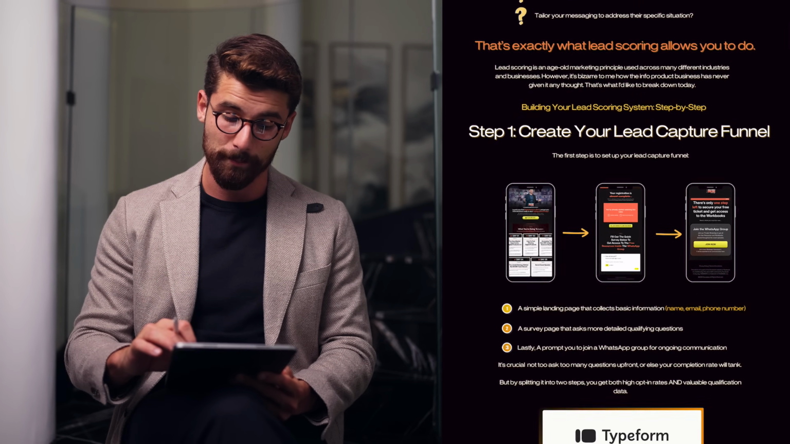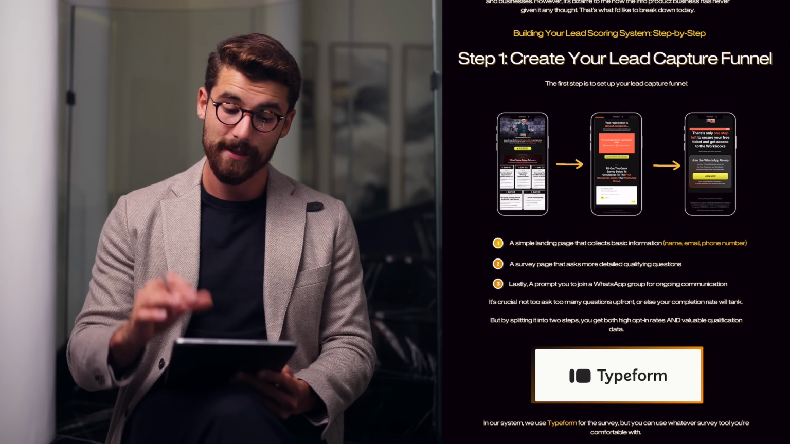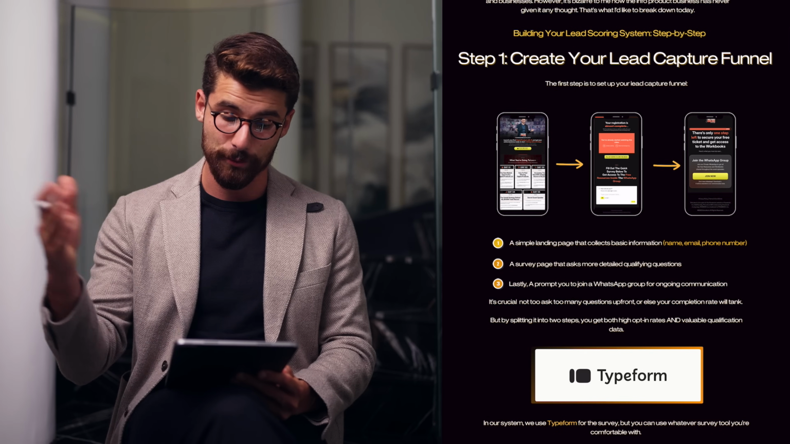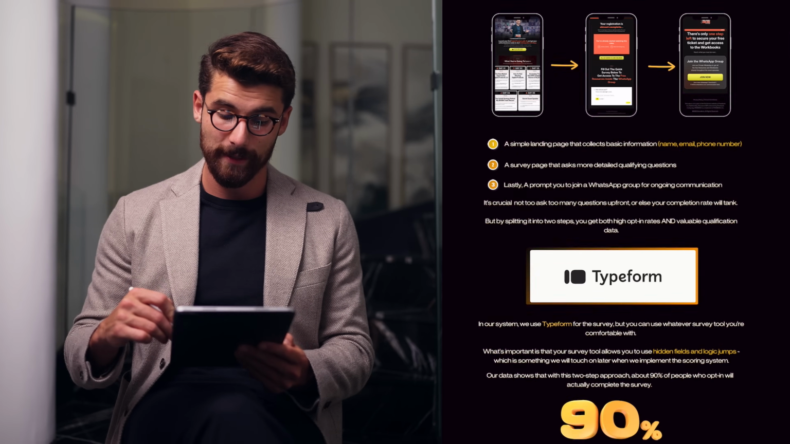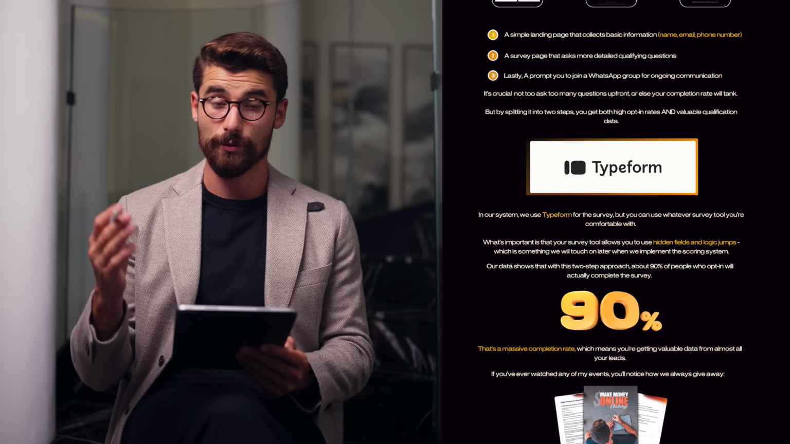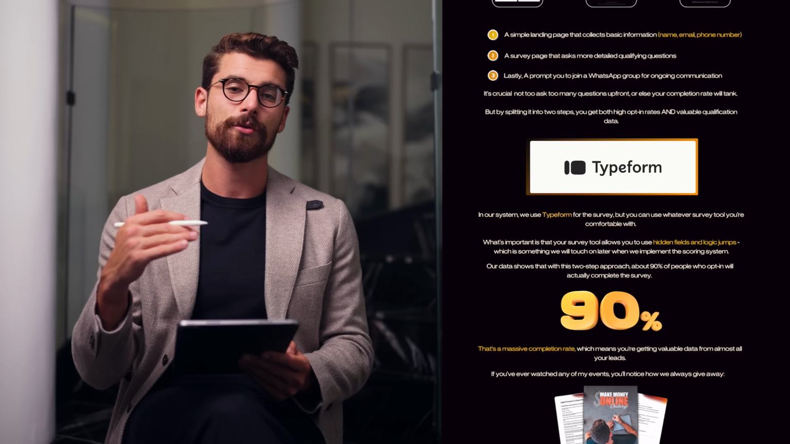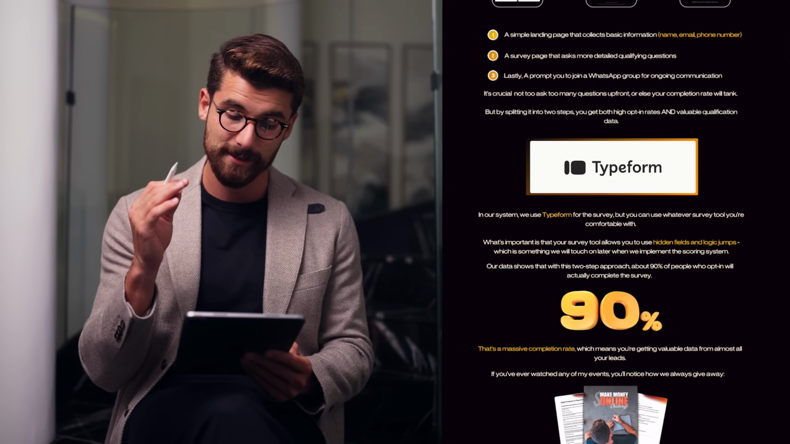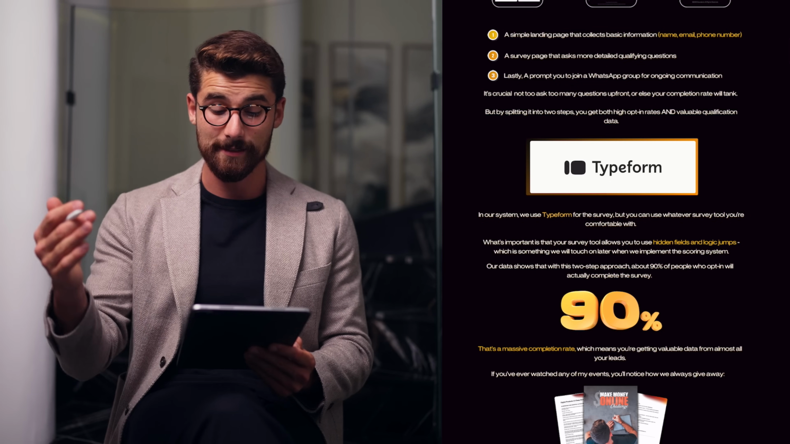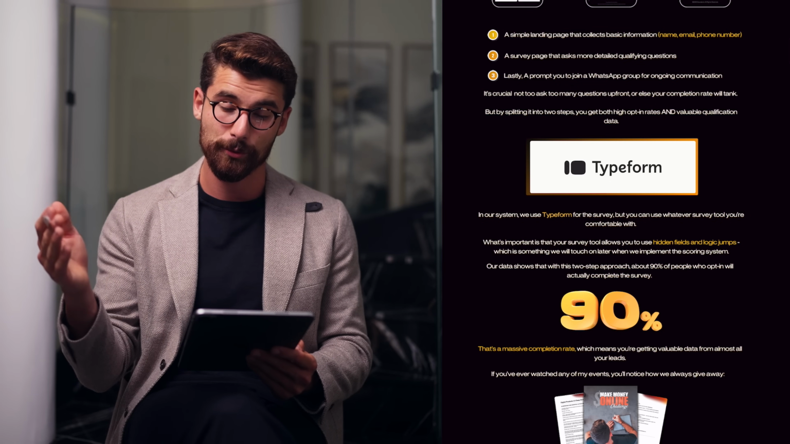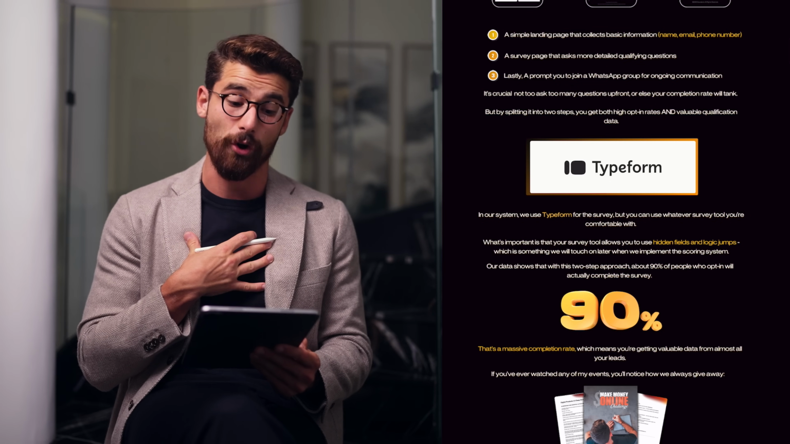So step number 1, building your lead scoring system step by step. Step number 1 is creating your lead capture funnel. Now with this step, a simple landing page that collects basic information, so name, email, phone number. And then step number 2 is crucial, a survey page that asks more detailed qualifying questions. Lastly, we have a prompt to join a WhatsApp group for ongoing communication. So this is our personal cadence.